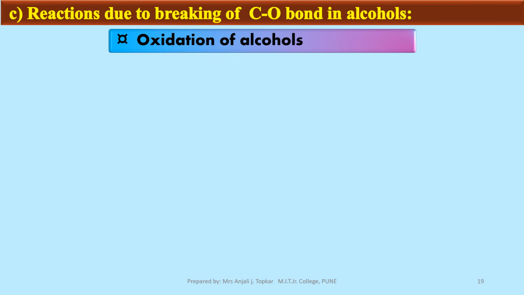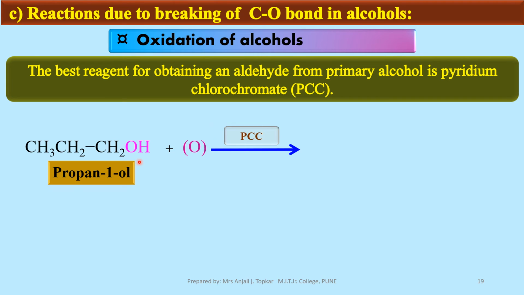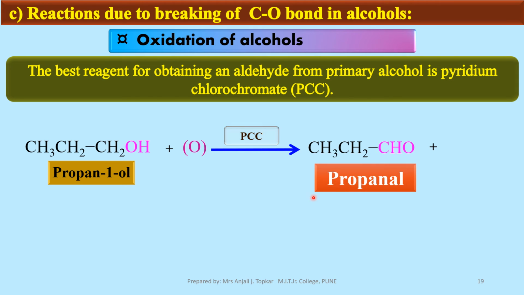Let's see oxidation of alcohols. A best reagent for obtaining an aldehyde from primary alcohol is pyridinium chlorochromate, PCC. CH3CH2CH2OH, that is n-propyl alcohol, when undergoes oxidation in the presence of pyridinium chlorochromate, it gives CH3CH2CHO. Propanal is obtained.